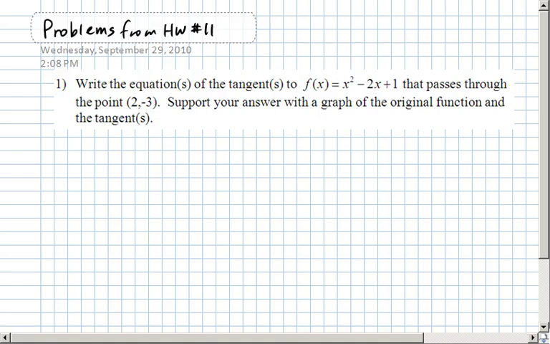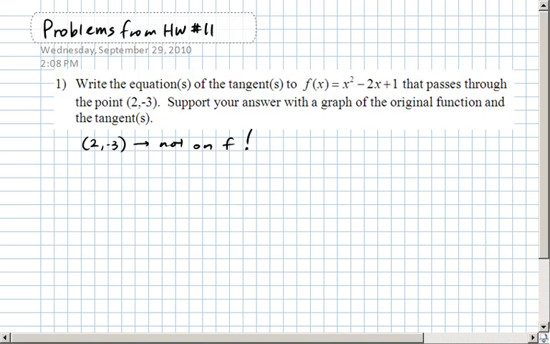Alright guys, so these are the problems that we had talked about in class today that I think a lot of you are having trouble with, and for those of you that maybe don't have this sheet, here's the problem. It says write the equations of the tangents to f of x equals x squared minus 2x plus 1 that pass through the point 2, negative 3. First thing to note on this one, 2, negative 3 is not on the graph of f.